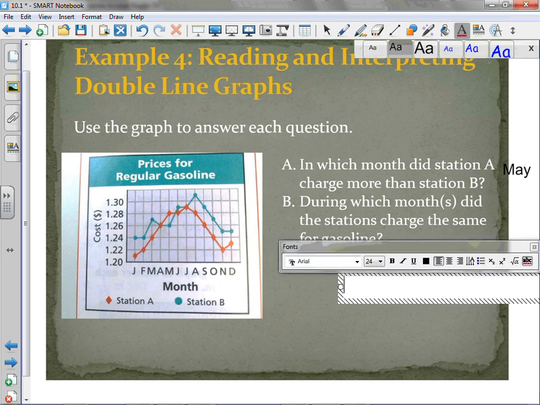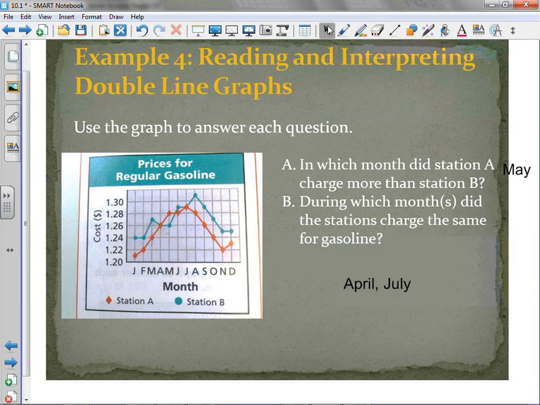The answer here, we see one in April. Do you see any more? Hopefully you see it at July. So that's double line graph.